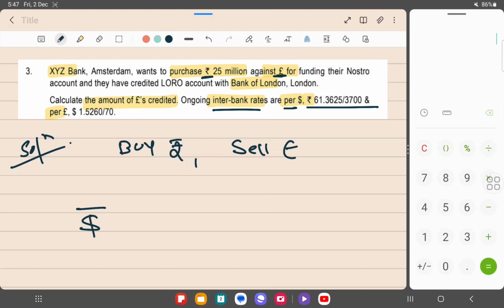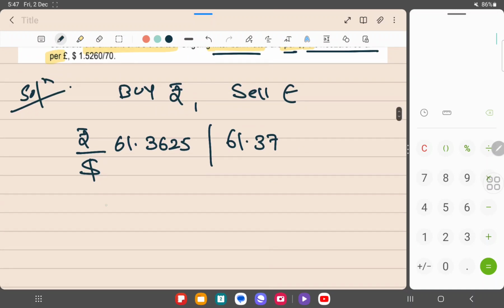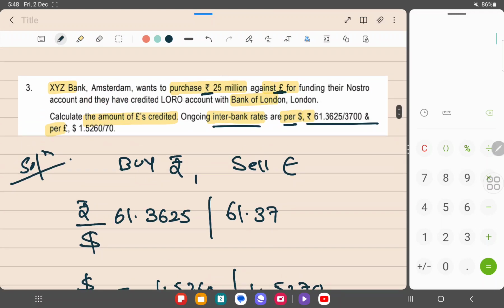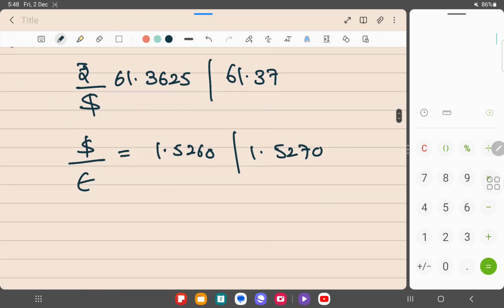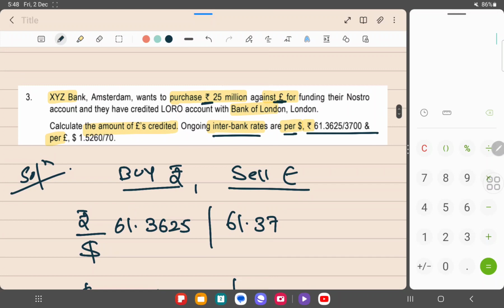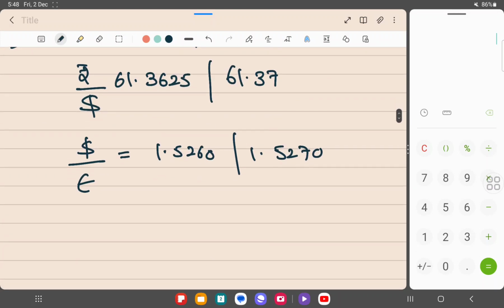Per $1, rupee is equal to, so rupee by dollar is equal to 61.3625 and 61.3700. Next, per pound, so pound will go into the denominator, dollar is equal to, so dollar by pound is equal to 1.5260 and 1.5270. These are the rates that we have, and we have the basic understanding of XYZ Bank having to buy rupee and sell pound. Now what we need is a rupee by pound rate.